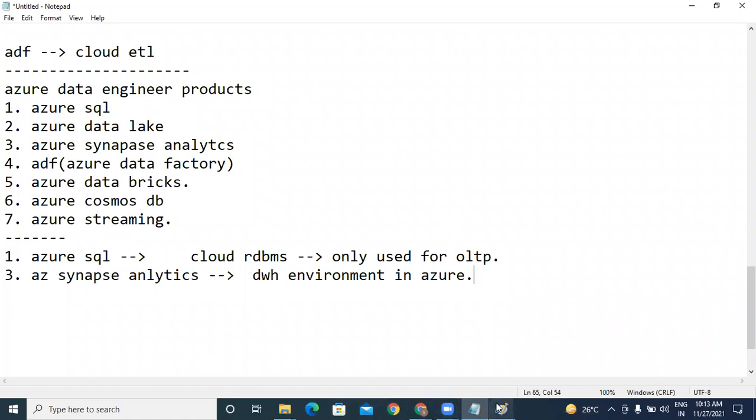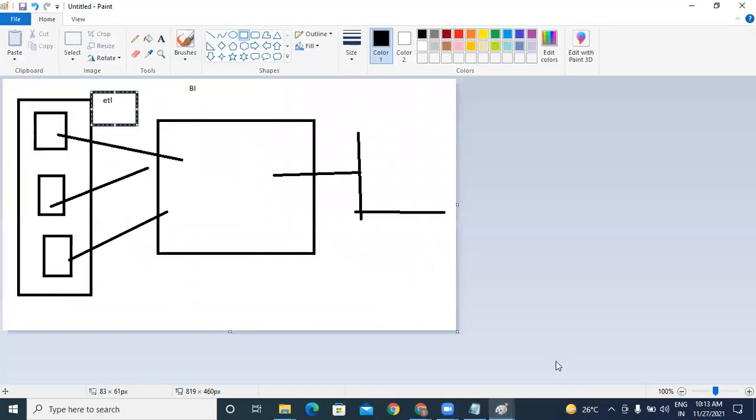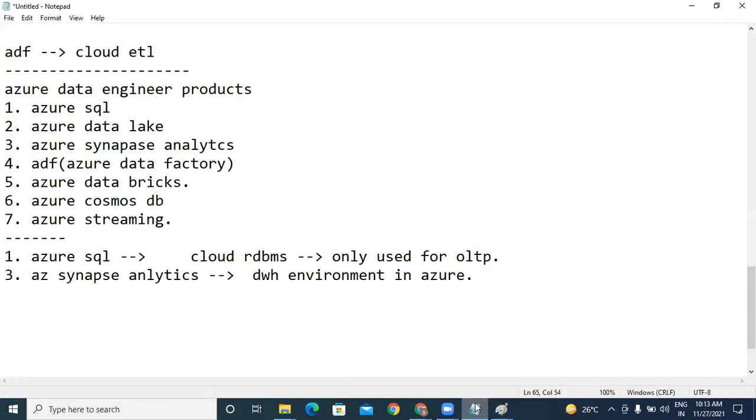Come back to this picture again. Where is Azure SQL according to this picture? At the OLTP level. In the place of the warehouse, previously Teradata, now I don't want to use it. I'm using Azure Synapse. So this is a data warehouse environment.